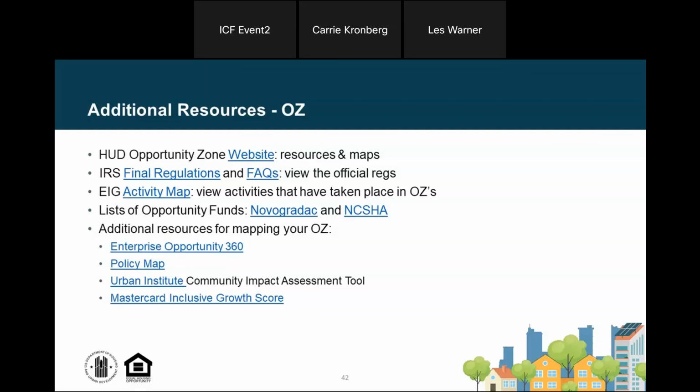And then I think we already talked about how to find opportunity funds. So NCSHA has the database. Novogradac also has a list of opportunity funds. And then there are additional resources for mapping your opportunity zones within your state. So the Enterprise Opportunity 360, the PolicyMap, Urban Institute's Community Impact Assessment Tool, and then finally, MasterCard has an inclusive growth score that can also help with mapping opportunity zones.